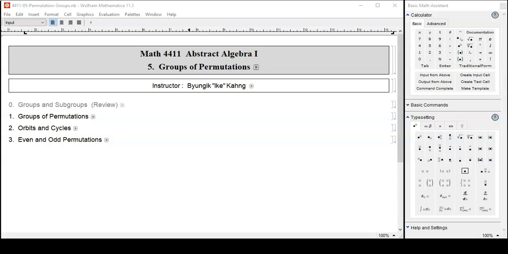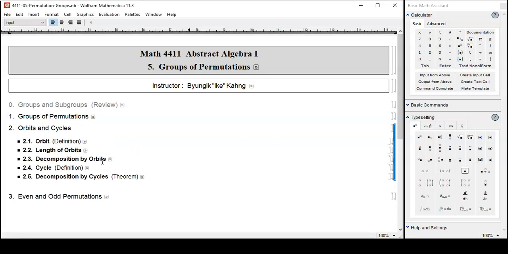Let us resume our discussion in section 2. Previously, we went through orbits. Now the next topic is cycle.